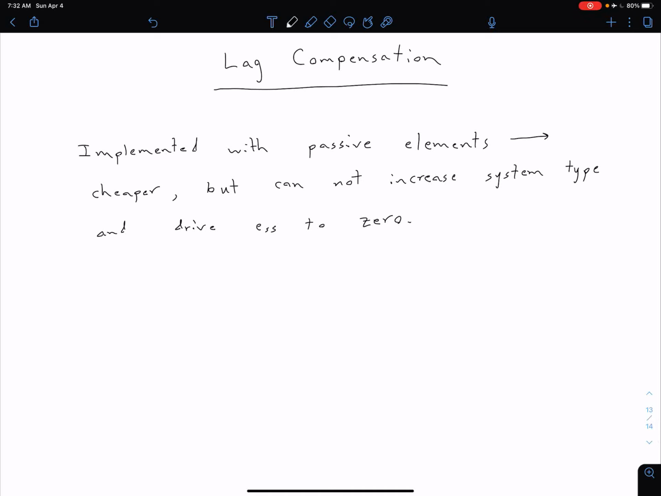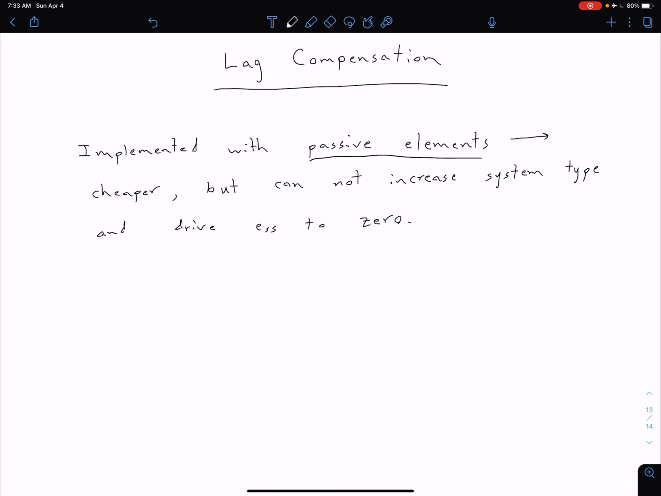In this video, we're going to go over the basics of lag compensation before looking at an example in the next video. So remember, the big difference between our lag compensation and our PI compensator is that with our lag compensation, we're using passive elements.